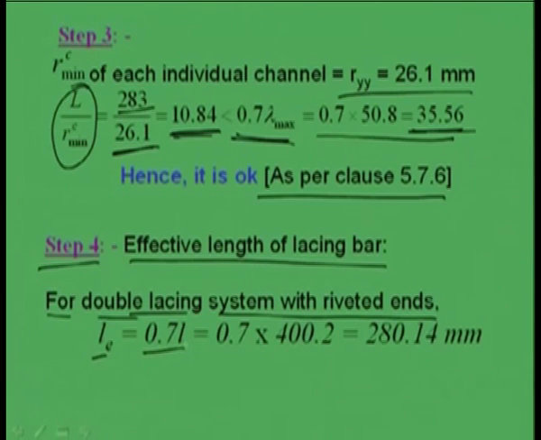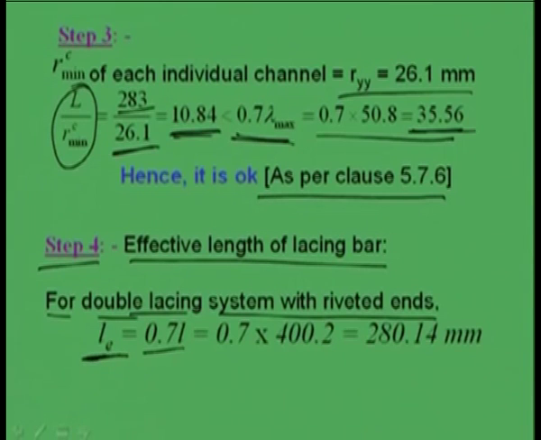So all these are given in the code, we have to follow the code itself. We do not have to remember much, only thing we have to follow the coded provision in clause 5.7, all details have been given, right. So the effective length we are going to get is 280.14 millimeter. Next what we will do?